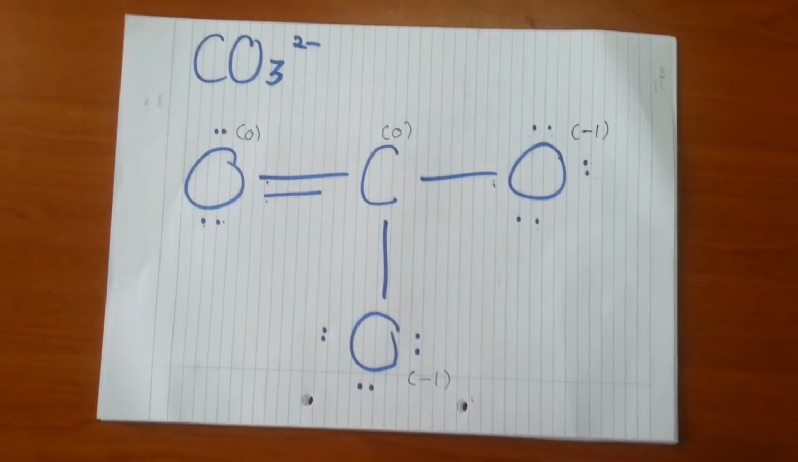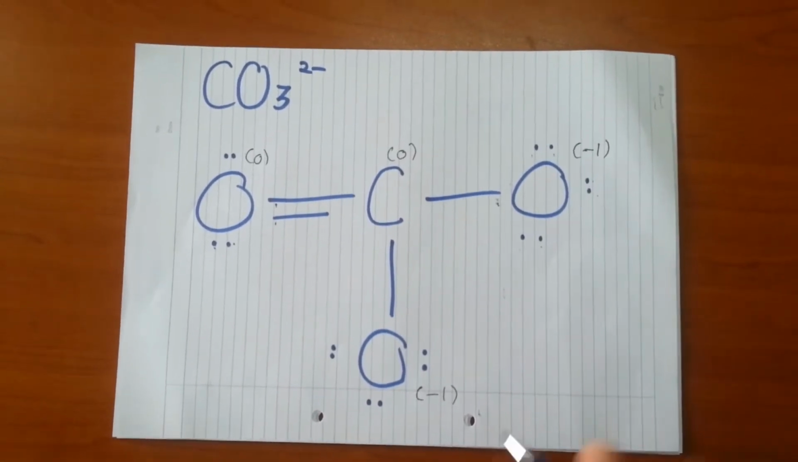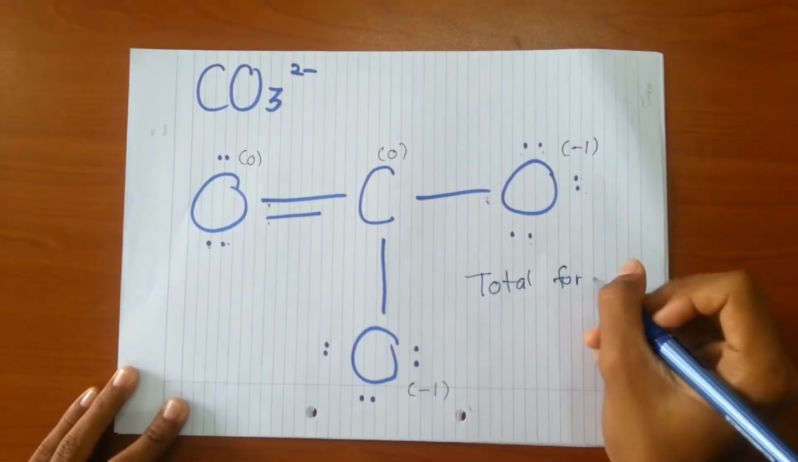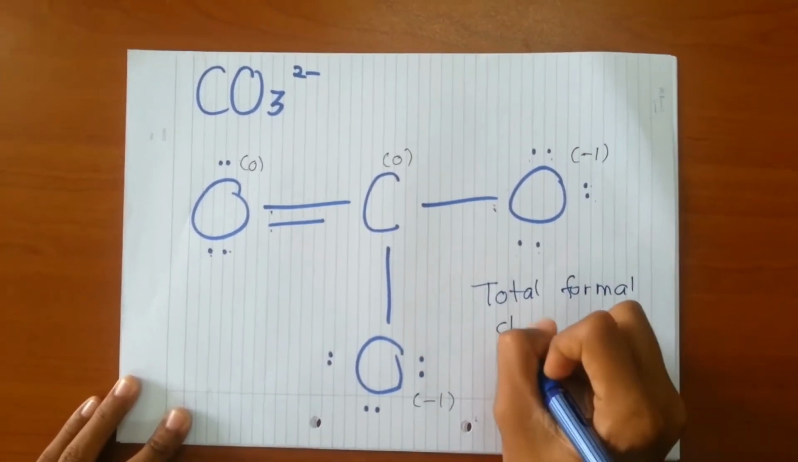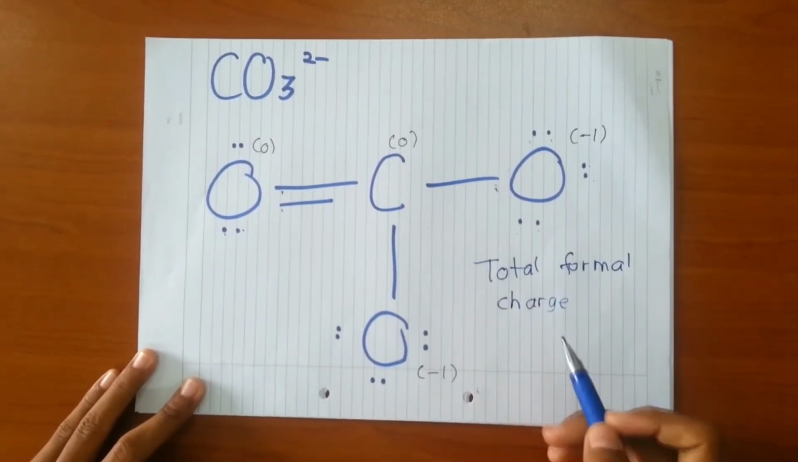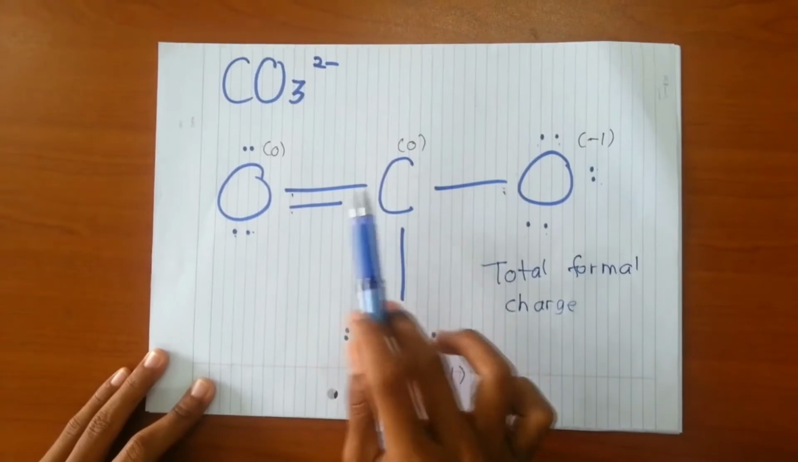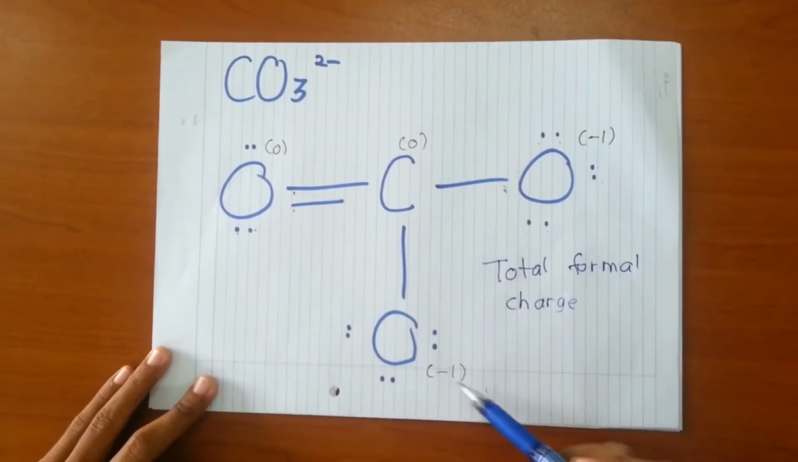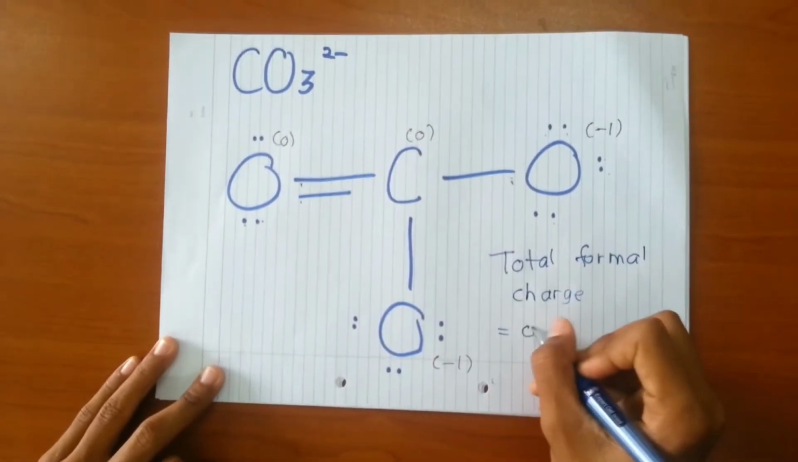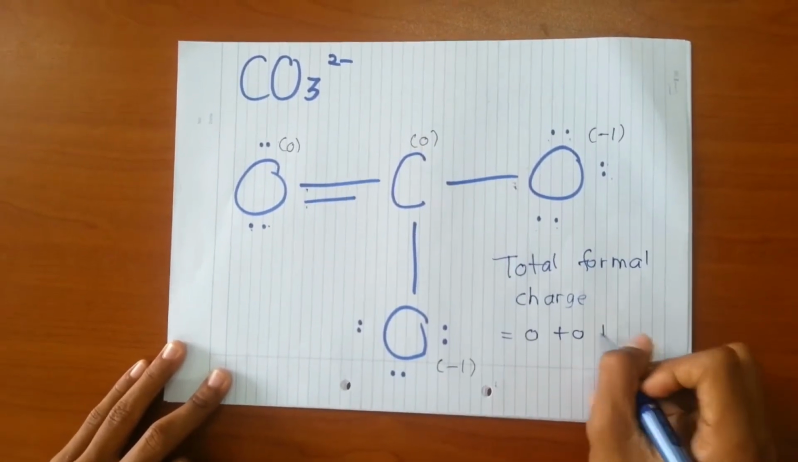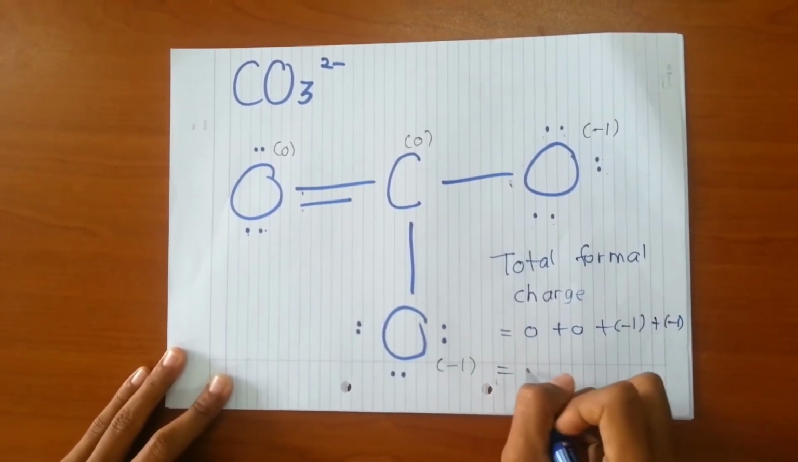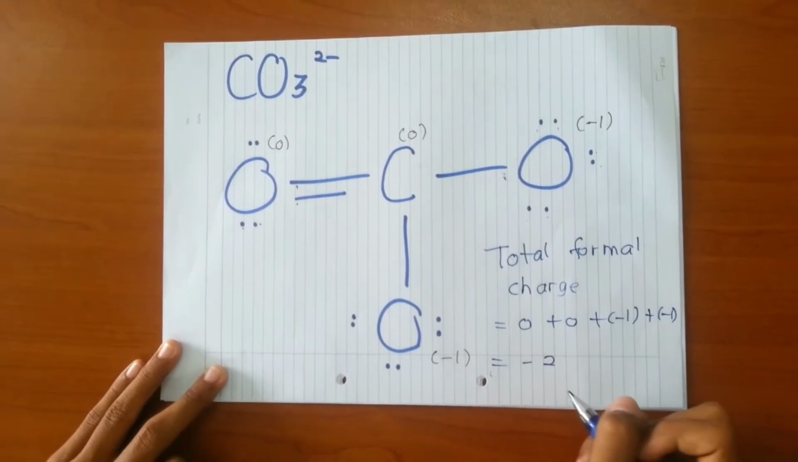So from this Lewis structure, we also can calculate the total formal charge. To calculate the total formal charge, we just need to add all of the value here. So from this Lewis structure, 0 plus 0 plus negative 1 plus negative 1. So we will get negative 2.